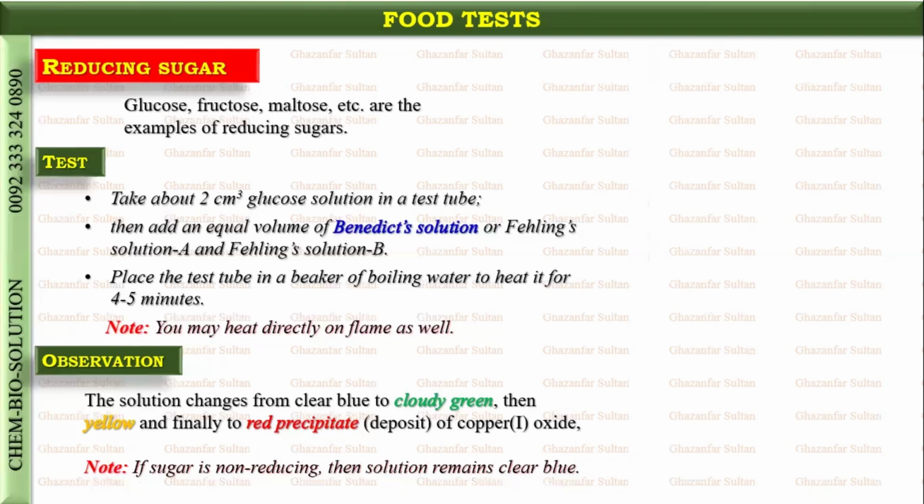So it shows the presence of reducing sugar. Remember that reducing sugars are not only the monosaccharides but also disaccharides, for example, maltose and lactose. But sucrose is a non-reducing sugar. If you carry out this reaction with sucrose, then the blue color of the Benedict solution or the Fehling solution remains there instead of giving the precipitate.